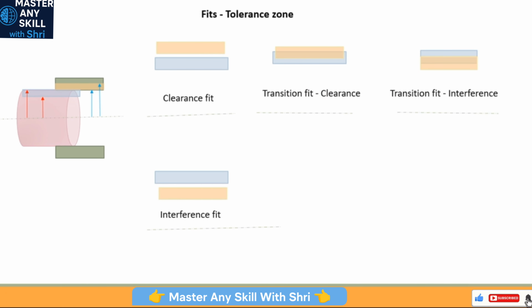So since this is transition fit, the amount of clearance and the amount of interference in this case will be much lesser as compared to a pure clearance fit or a pure interference fit. So here an important consideration is that the axis of the hole and the axis of the shaft are coaxial. That is, the axis of the hole and the axis of the shaft are always matching. Whenever we are doing this analysis for fits, or when we are using the system of fits to specify a certain specification, we always consider the coaxiality.